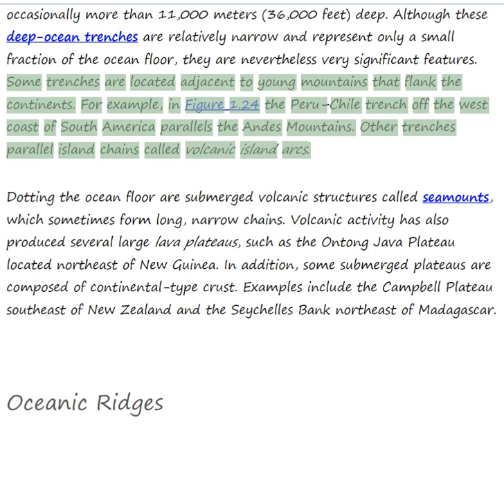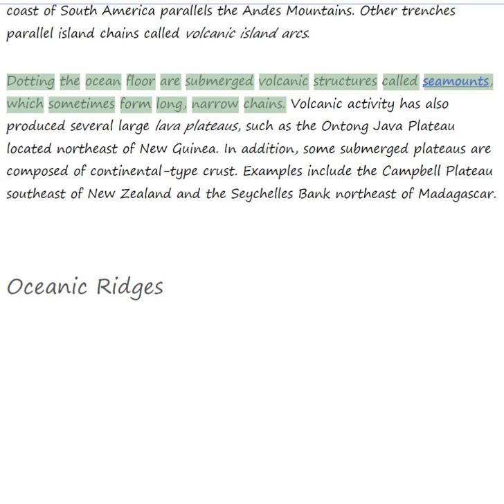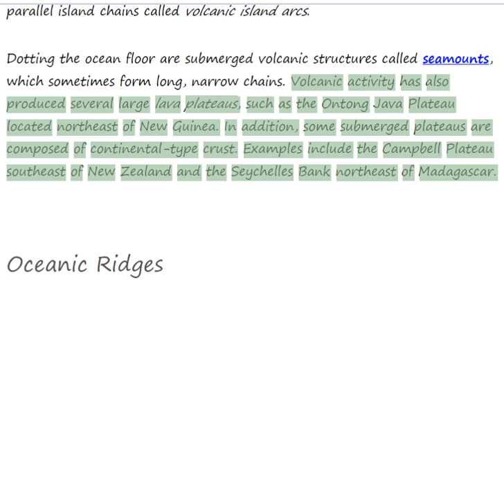Other trenches parallel island chains called volcanic island arcs. Dotting the ocean floor are submerged volcanic structures called seamounts, which sometimes form long, narrow chains. Volcanic activity has also produced several large lava plateaus, such as the Ontong Java Plateau located northeast of New Guinea. In addition, some submerged plateaus are composed of continental-type crust. Examples include the Campbell Plateau southeast of New Zealand and the Seychelles Bank northeast of Madagascar.